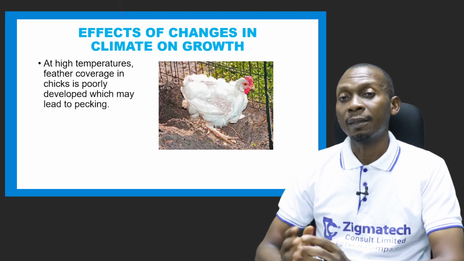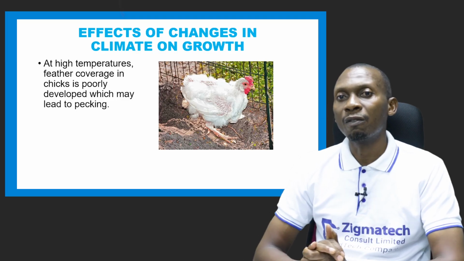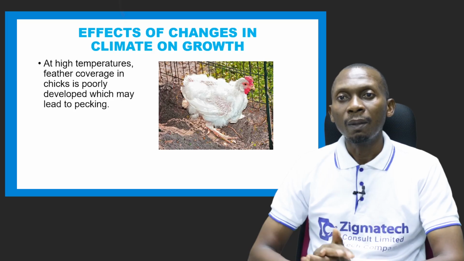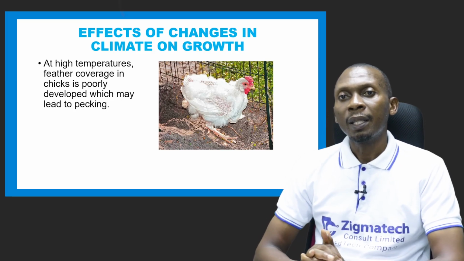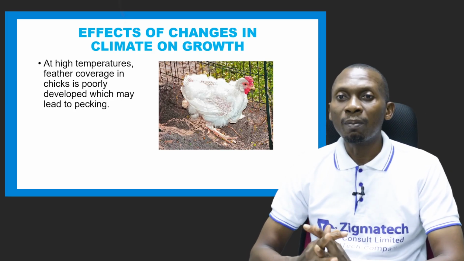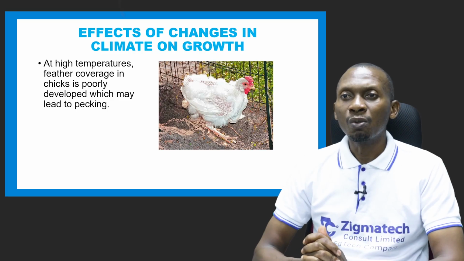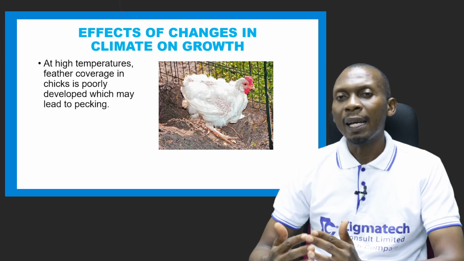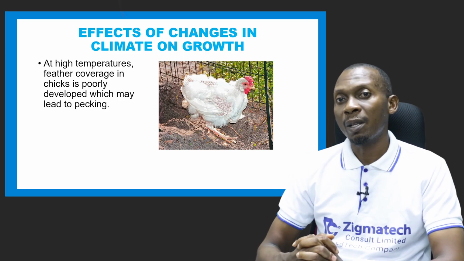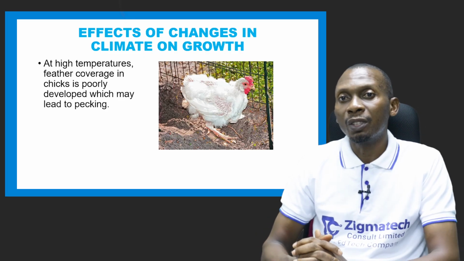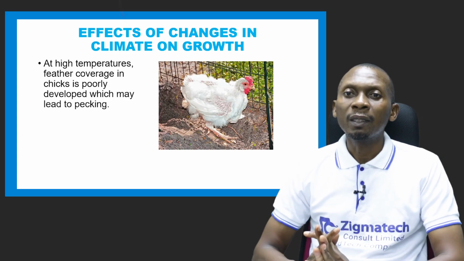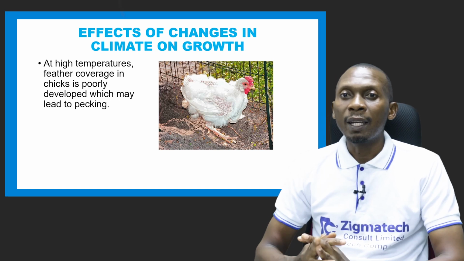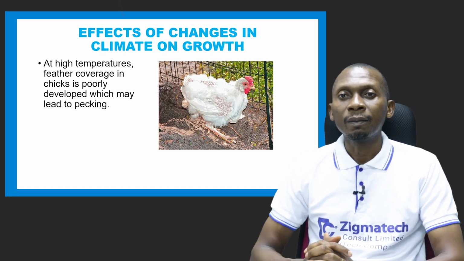High temperatures can also affect feather coverage in chicks, because the feathers will not develop properly due to the chick trying to adapt to the extreme temperature or the extreme weather condition. And as a result of this, it could also lead to pecking, that's cannibalism, from other chicks present in the pen.